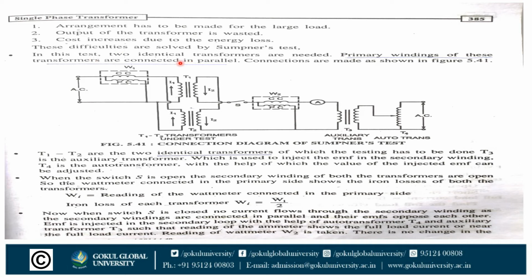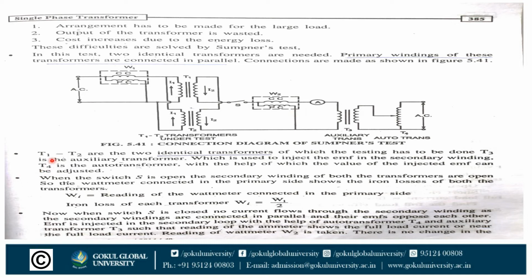In this test, two identical transformers are needed. Primary windings of these transformers are connected in parallel. See here we connect the parallel winding, parallel connection. Connections are made as shown in the figure. Here we connect the wattmeter W1, and here we connect the wattmeter W2 at the secondary side.